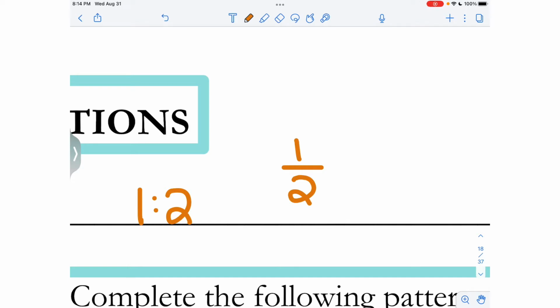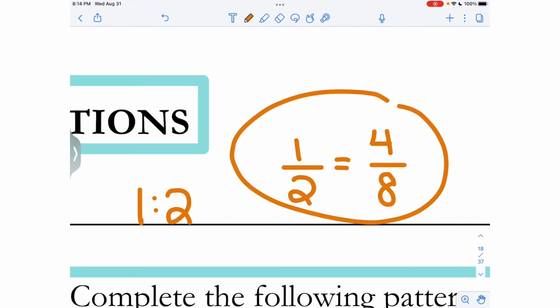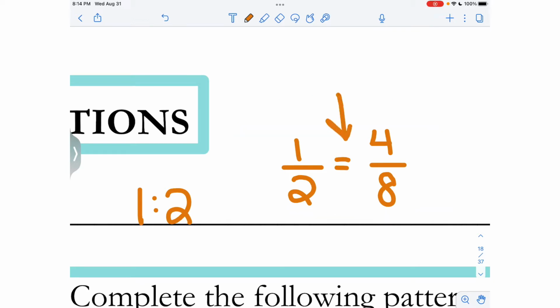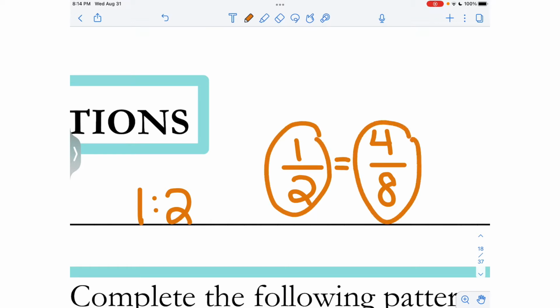Now, I hope you all agree with me that 1/2 is equivalent to a lot of different numbers. For example, 4 over 8 is equivalent to 1/2, right? When I write the equivalence, that is a proportion. So I'm taking one ratio and comparing it to another ratio.